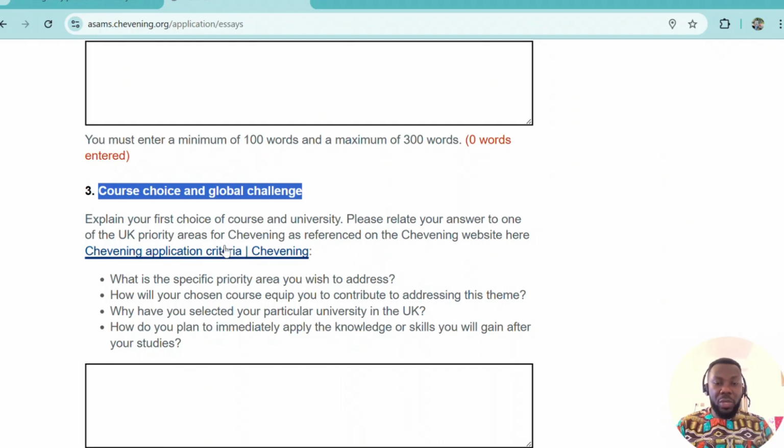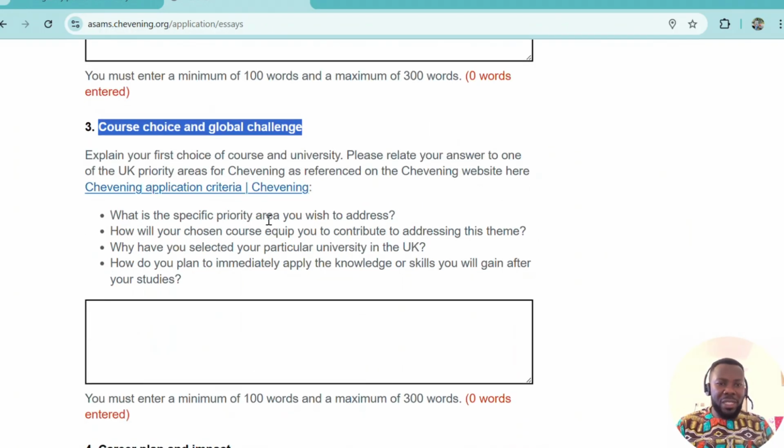Of course, we have read that already. What is the specific priority area you wish to address? How will your chosen course equip you to contribute to addressing this theme? Why have you selected your particular university in the UK? How do you plan to immediately apply the knowledge or skills you gain after your studies? So here I would want us to do a little bit of deliberation. All right. So what is the specific priority area you have chosen?